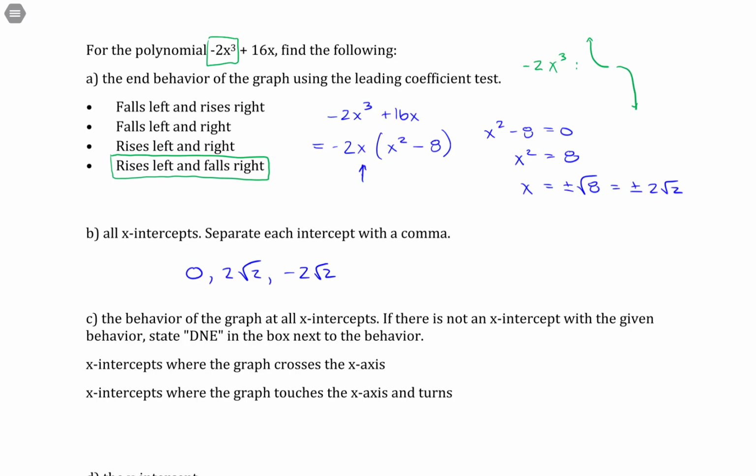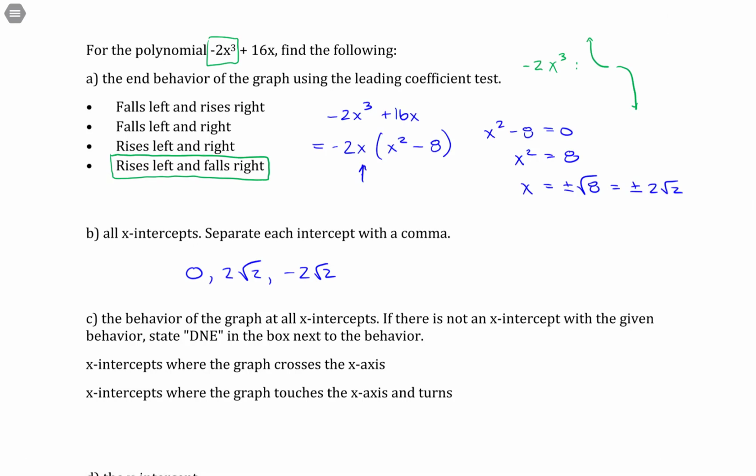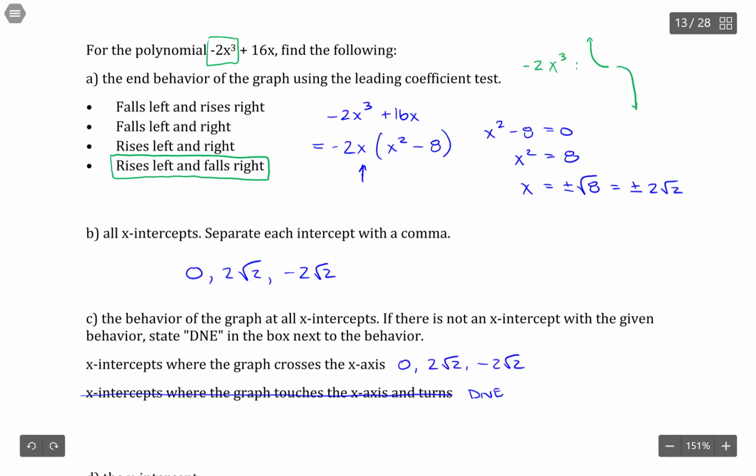Now, each of these also are zeros of multiplicity 1, because there was no squared term on the x's after we factored everything out. So what that means is for all of these zeros, the graph just passes through the x-axis. There's no places where the graph touches the x-axis and turns away. So those points do not exist in this graph, and at all points, the graph just passes through.